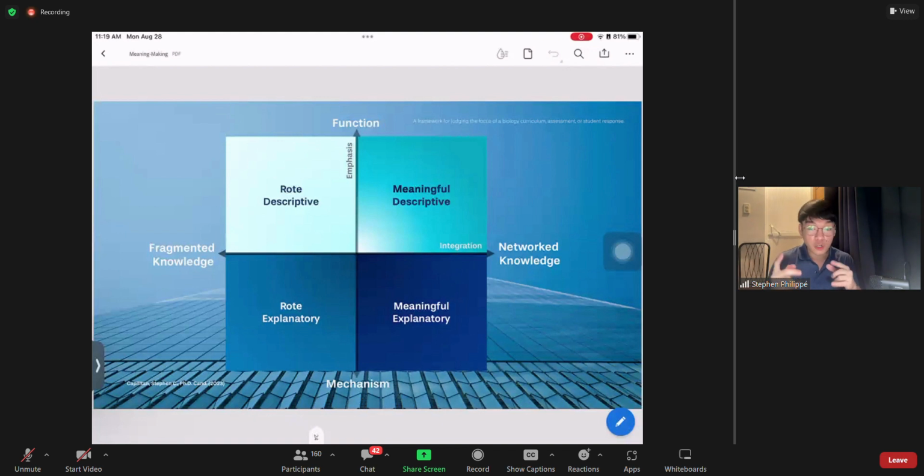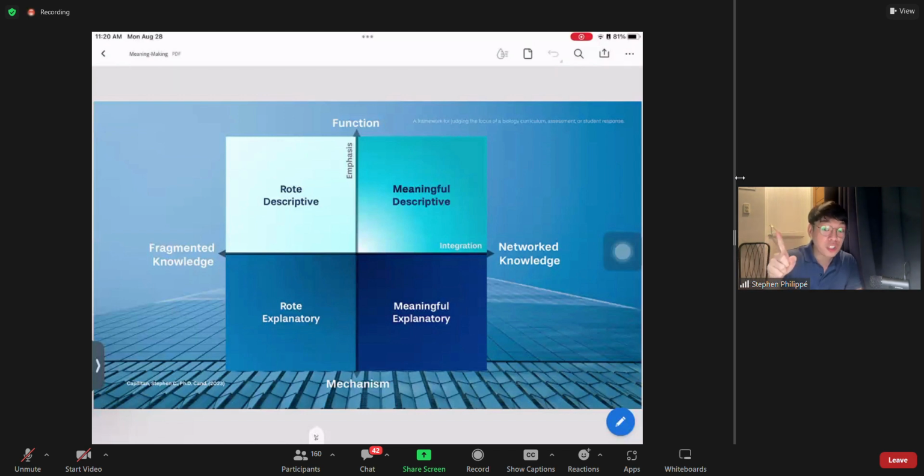So in this figure, this is the taxonomy of biological understanding. Christian Moore created this pattern where, as you go more to the upper part, there is an emphasis on function. On the lower part, the y-axis, the emphasis is more on the mechanism. Going to the left is more fragmented, and on the right is network. So the more network knowledge, the more mechanism, the more meaningful and explanatory it is.